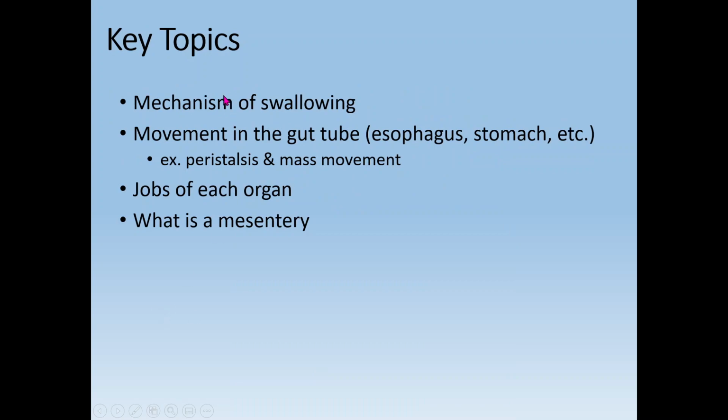All right, key topics, the mechanisms for swallowing, make sure you get that clear. Movement in the gut tube at each of the stages, how is it being moved? Is it peristalsis? Is it mass movement? That sort of thing. The jobs of each organ, if it's adding anything, if it's absorbing anything, and then what is that mesentery structure? Because I think that's a little bit more of a confusing thing to visualize.